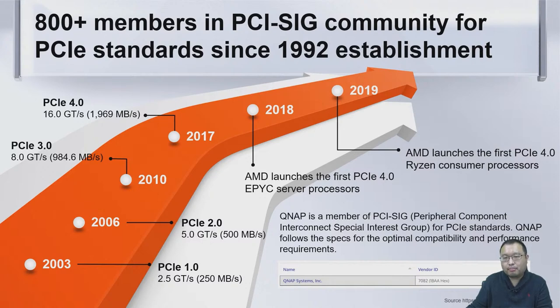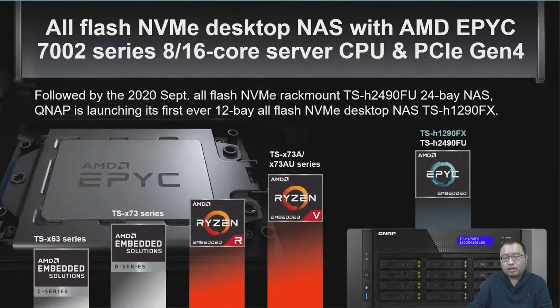And QNAP, being one of the 800-plus members in the PCIe SIG, is able to get the latest draft and also the final spec of the PCIe design. So when we design our hardware, we always make sure that our PCIe has the best compatibility and performance. In the past, QNAP has developed several AMD-based NAS solutions because we started the partnership with AMD a long time ago. In the earlier years, we used AMD embedded processors for the entry and SMB models.